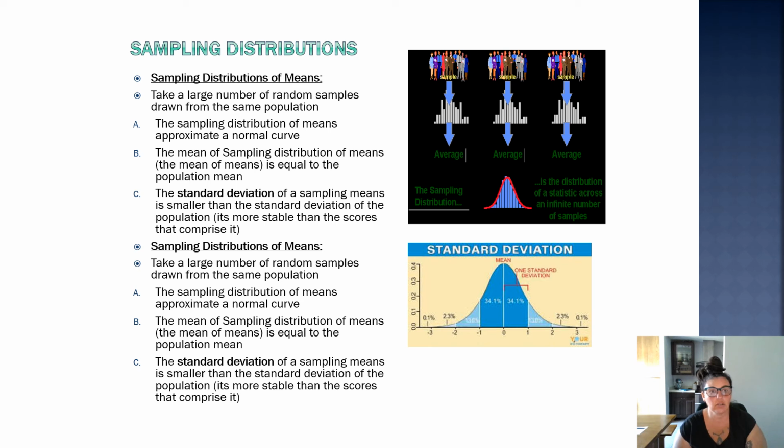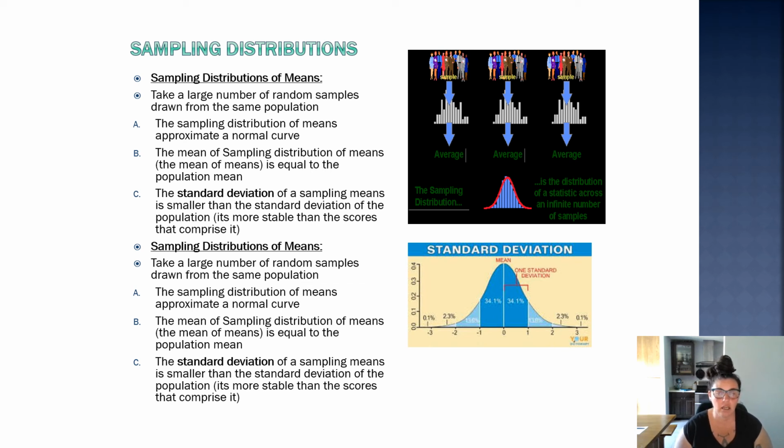So you're going to take a large number of random samples. You take more than one sample from your population, and then you are going to find the mean for each one of those samples. You're going to put them into a graph so that you can approximate a normal curve.